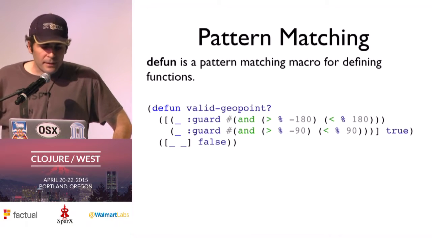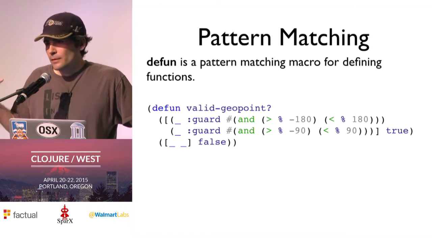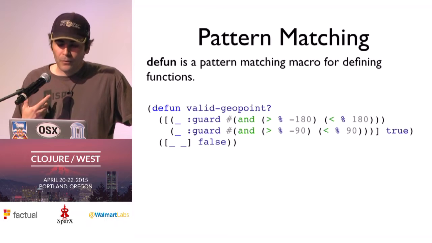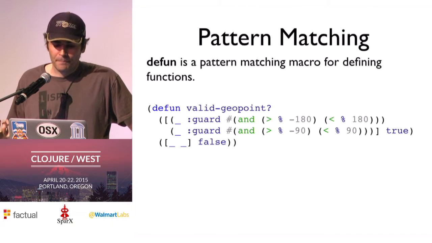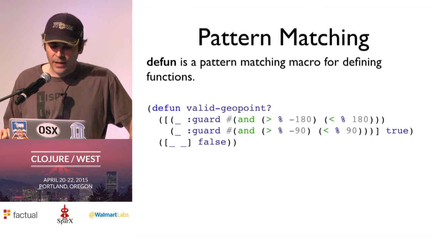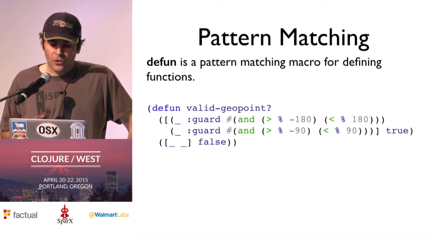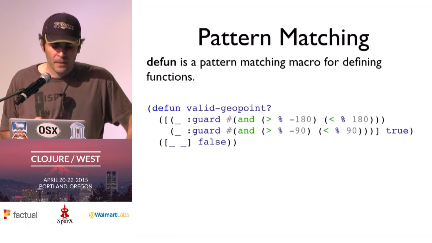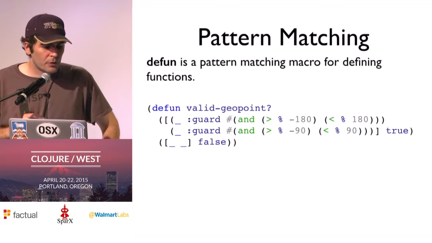So let's look at a more realistic example. Let's say we have 2 points, a lat and a lon, and we want to know if they're valid or not. We could just write 2 patterns, one pattern for if they're valid, one pattern if they're not. If these guard conditions hold around the lat and around the lon, then it's valid. Otherwise, it's false. And you notice one curious thing maybe.